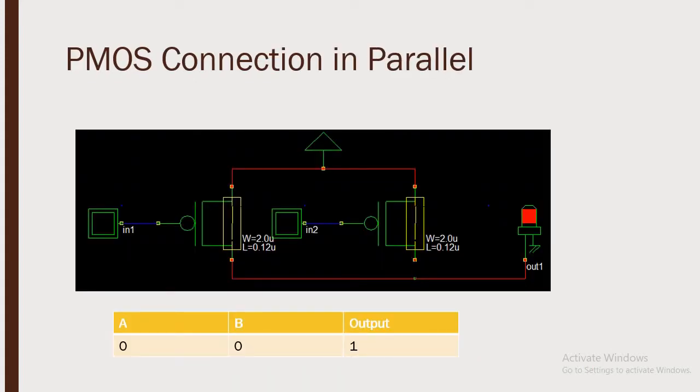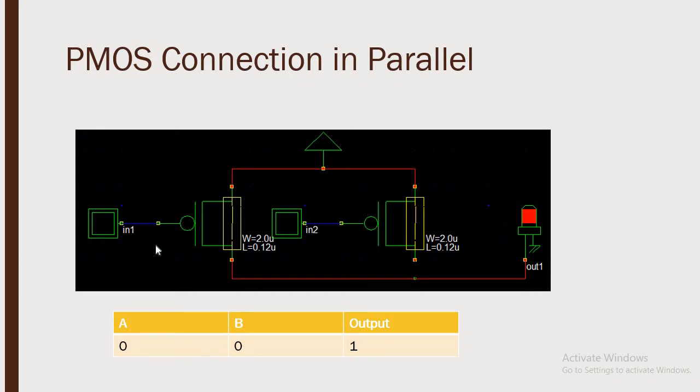Now from here we can see that we have two PMOS that are connected in parallel, as we can see in the diagram. And here we have two inputs, input 1 and input 2. Here we have drain and source. Drain is connected to drain, and here we have a voltage, meaning biasing voltage. And here at the source we have connected our output, which is nothing but an LED bulb, in order to watch the output whether it is high or low.